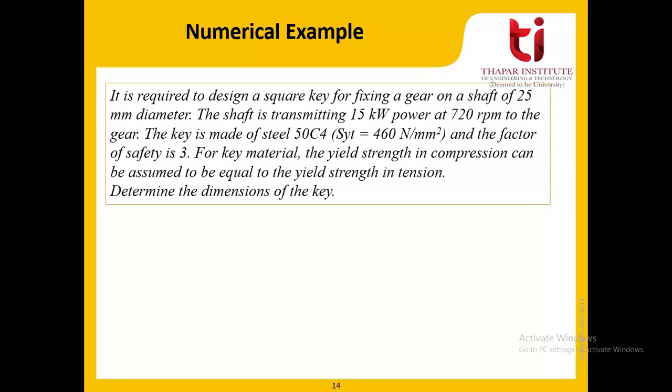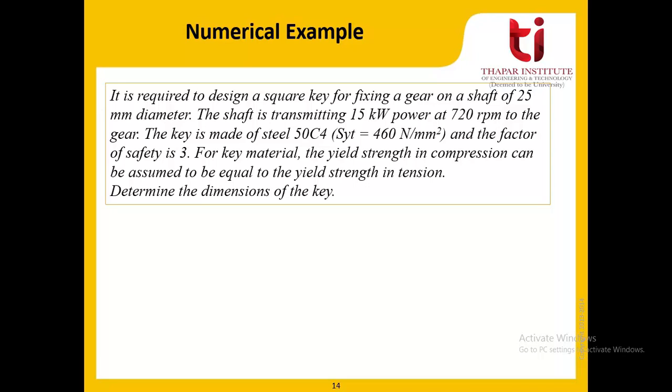For the key material, the yield strength in compression can be assumed equal to the yield strength in tension. It is a ductile material, so it is a good assumption that tensile strength and compressive strength are identical. Now we have to determine the dimensions of the key. The first thing we need is compressive strength if we are designing on the basis of compressive stress, or shear strength if we are designing on the basis of shear stress. So it is clear that compressive strength is equal to tensile strength.